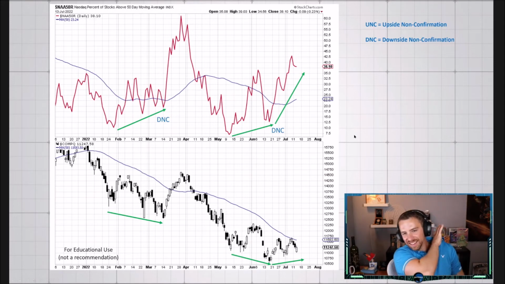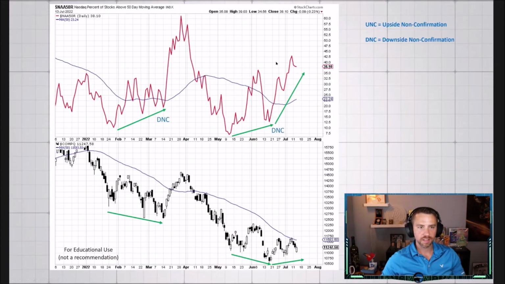Yeah. So anyway, there's that, and they have this tool where you can look at it for the New York comp, you can look at it for the NASDAQ 100.